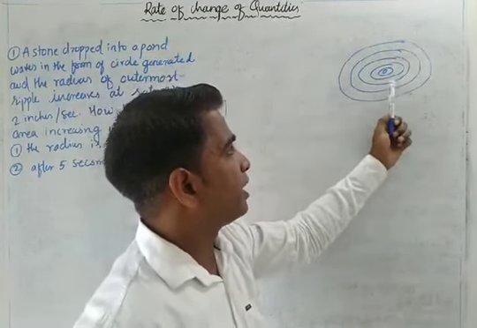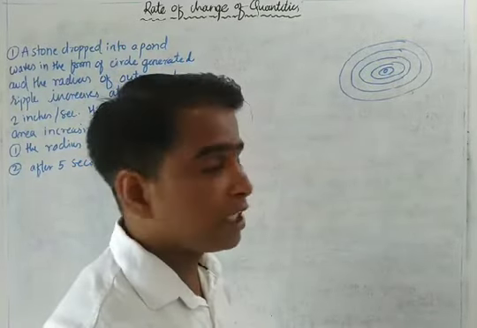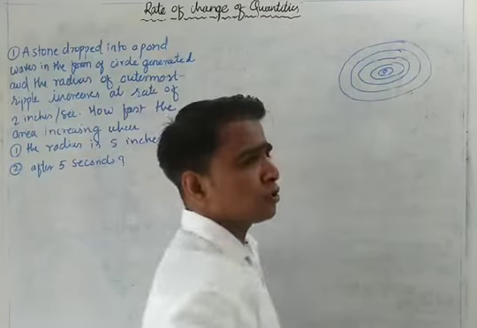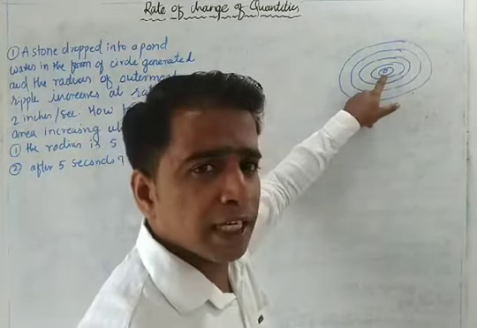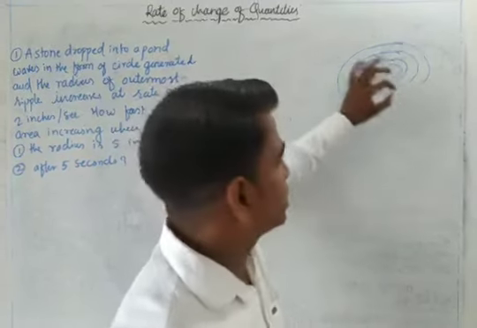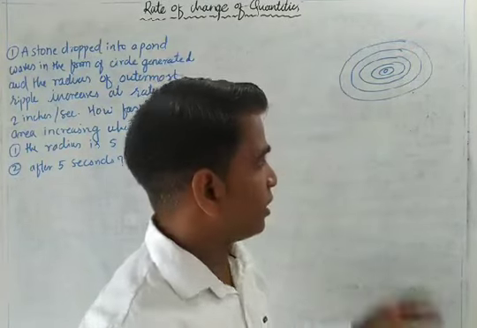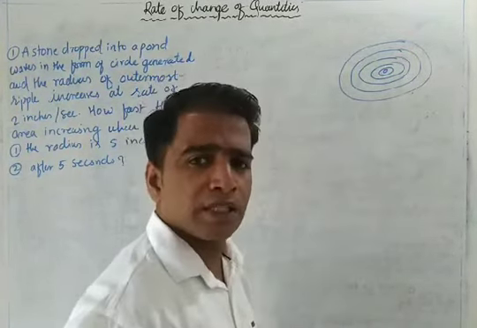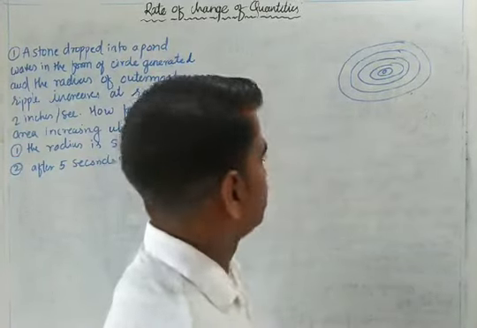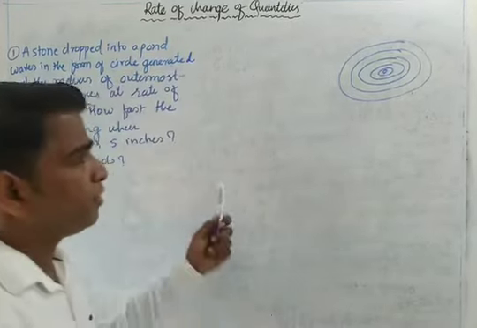All these things, the change in the circle, that is the change in area of the circle and the change in radius, are with respect to time. Before the stone touches the surface, nothing is happening on the water surface. When it touches the water surface, it starts forming ripples. These ripples are circular ripples, which is why we are using circular waves here.